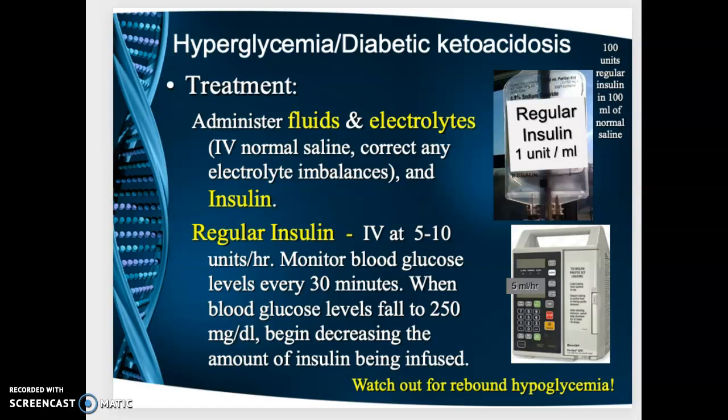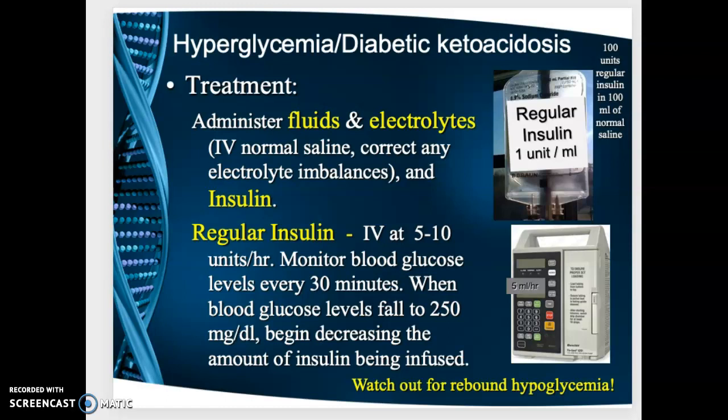And as a nurse, what we want to do is monitor their blood sugar levels every 30 minutes to an hour. And then as the blood sugar begins to drop, let's say we get down close to the 250 range, then as a nurse, we're concerned about rebound hyperglycemia. And what we'll do is we'll start slowing the infusion rate of the insulin.